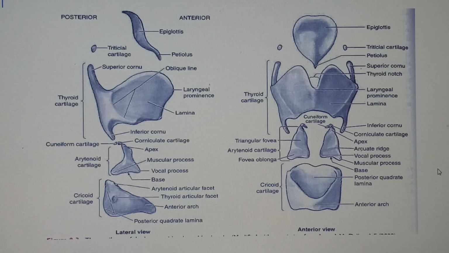Now, regarding the hyaline ones, we have the thyroid cartilage, the cricoid cartilage, and the base of the arytenoid cartilage. Regarding the elastic cartilages, apart from the epiglottis, we have the cuneiform, the corniculate, the triticeal cartilage, and the apex of the arytenoid cartilage is also part of it.